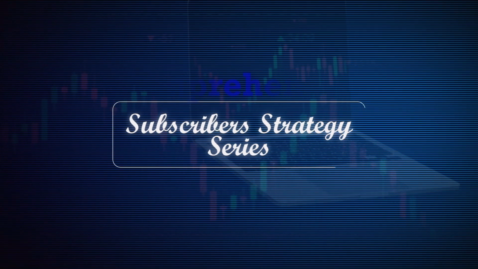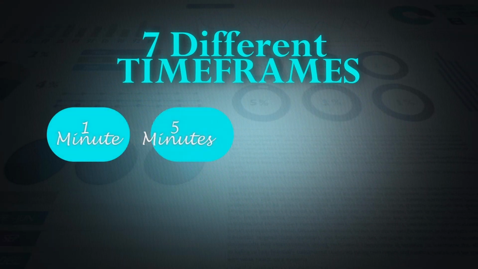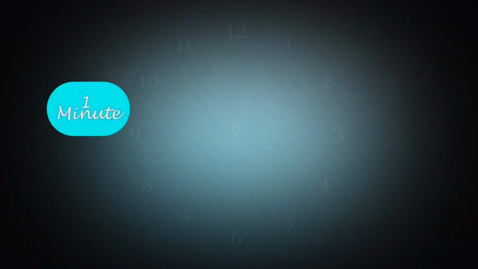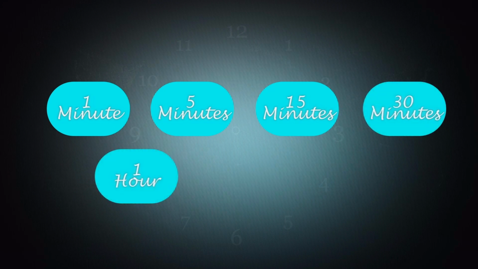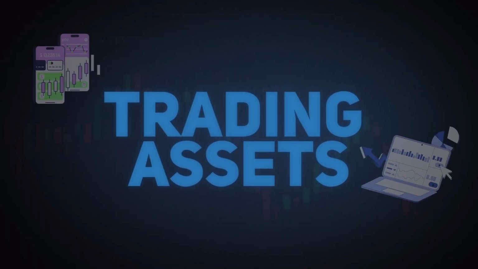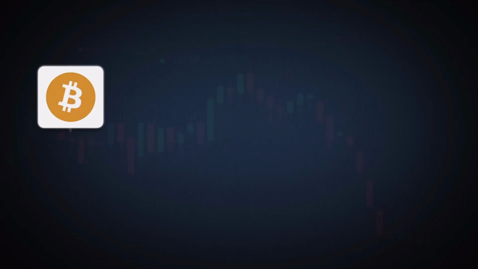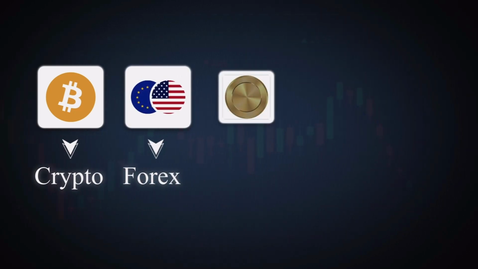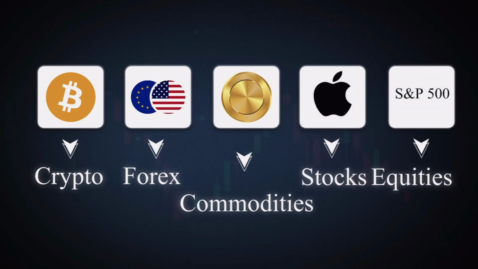For this series, I will take a comprehensive approach to the testing setup. I will be analyzing this strategy on 7 different time frames: 1 minute, 5 minutes, 15 minutes, 30 minutes, 1 hour, 4 hours, and daily. Regarding the trading assets, we are going to test the strategy on 5 different ones: Bitcoin from the crypto market, Euro USD from Forex, gold from commodities, Apple from stocks, and the S&P 500 index from equities.